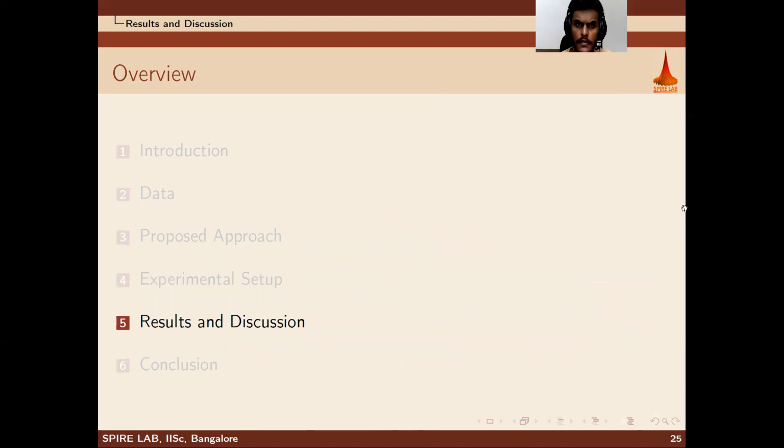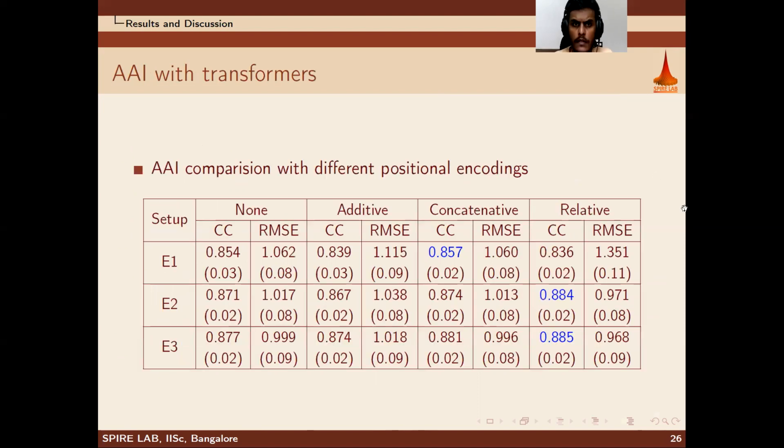Now, looking at the results. So first of all, let's look at the results for AAI with different types of positional encodings. We have 4 different columns here corresponding to the different positional encodings we use and 3 different rows corresponding to the experimental setups. Now we find that for setup E1, concatenative sinusoidal positional encoding works best. And for setup E2 and E3, we find that relative positional embeddings work best.